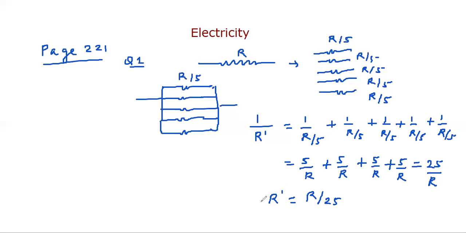Our purpose is to get R upon R dash. So R upon R dash equal to R divided by R by 25, which will become 25 is to 1. So answer D is correct. Now let's take next question. Question 2.